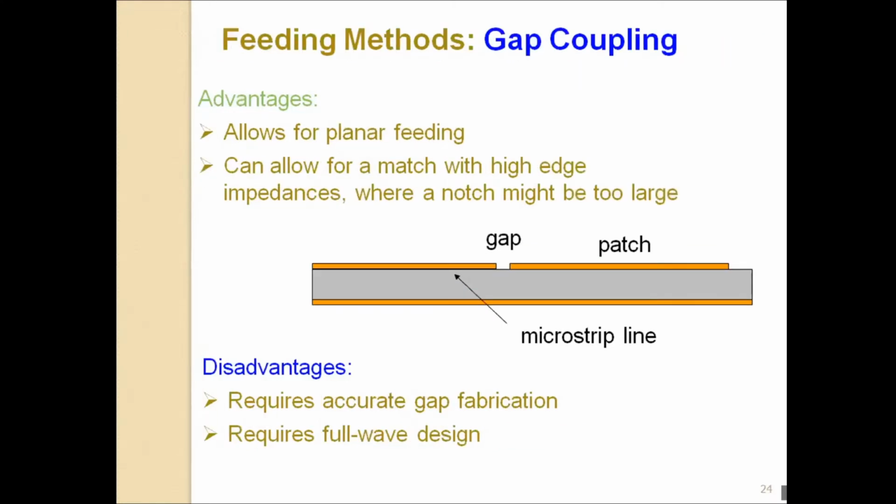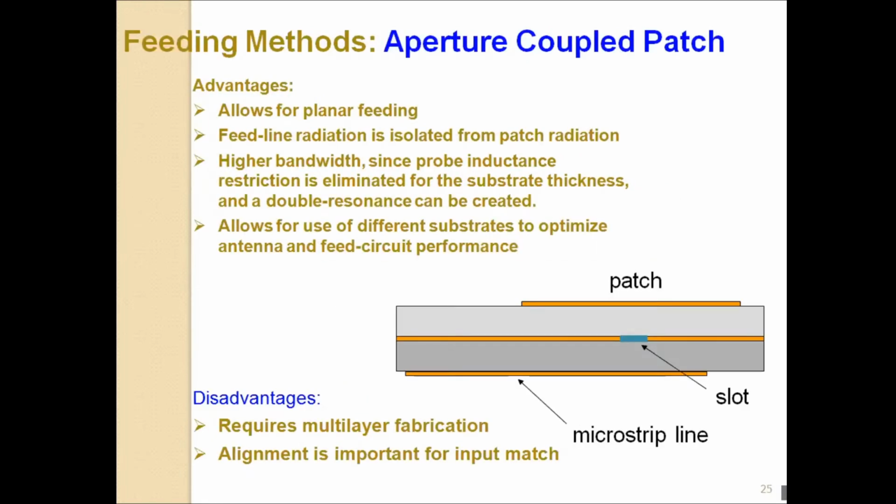Gap coupling is also another method of feeding, suitable for microwave full wave designs. This also, the aperture coupled patch, is used for planar feeding. This is also used for multi-layer fabrication.